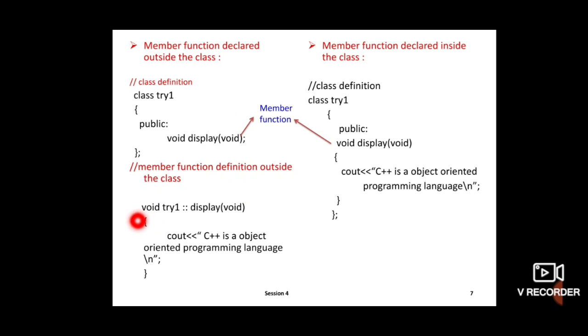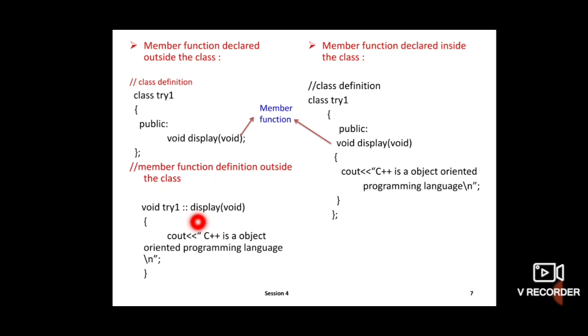Then what is the syntax? The return data type, whatever return data type is declared under the class, here void. Then the class name, which class declared this member function: try1. Then the scope resolution operator. You know what the function of the scope resolution operator is? The scope resolution operator accesses data or functions declared globally, outside the main program. This is the function of the scope resolution operator.